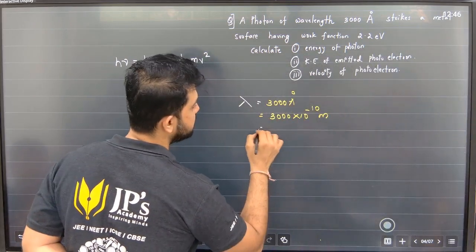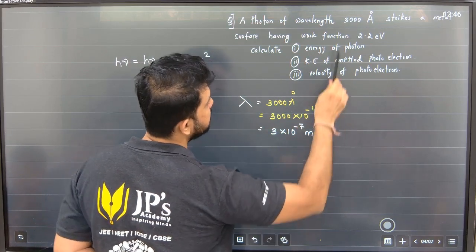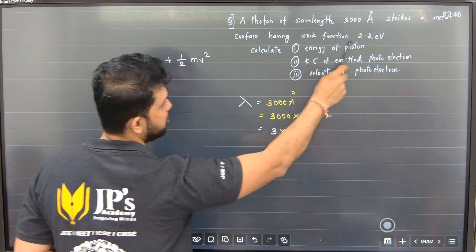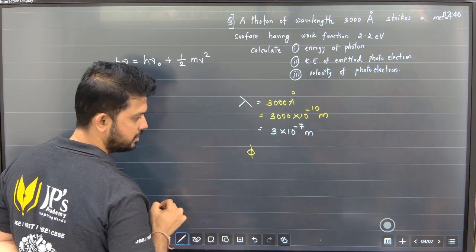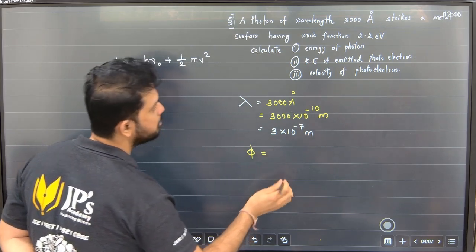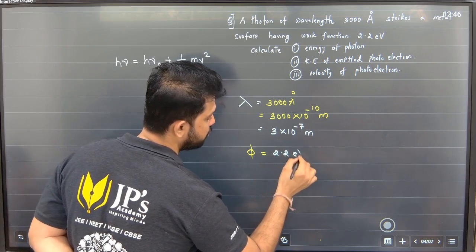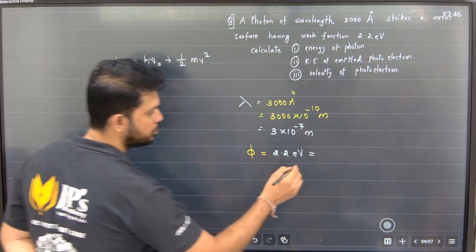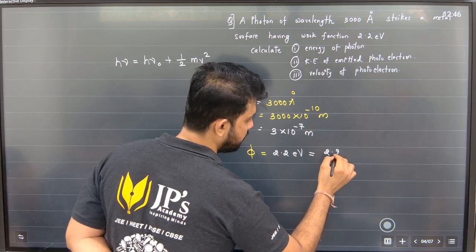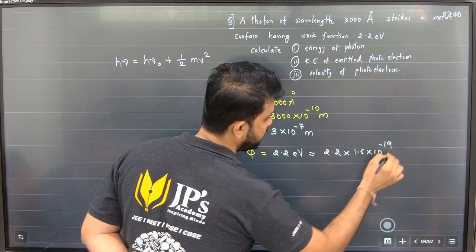Or we can write this as 3 into 10 raised to minus 7 meters. Strikes a metal surface having work function. So what was work function? Phi. How much have they given that as? 2.2 electron volts. I need that in joules. How do you convert electron volts to joules? 1.6 into 10 raised to minus 19.